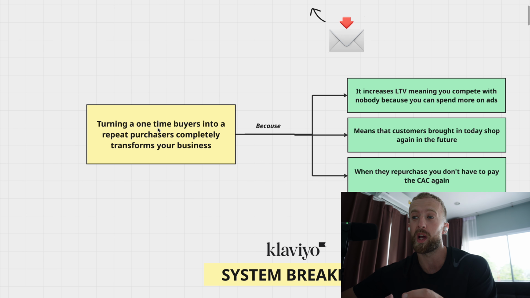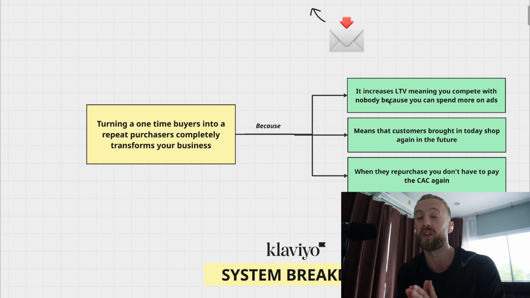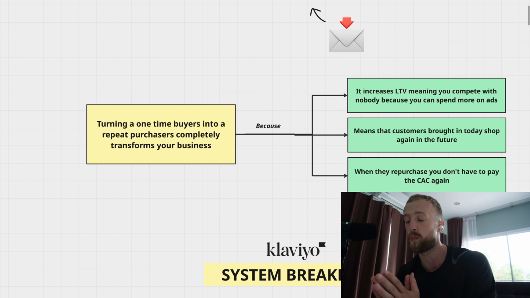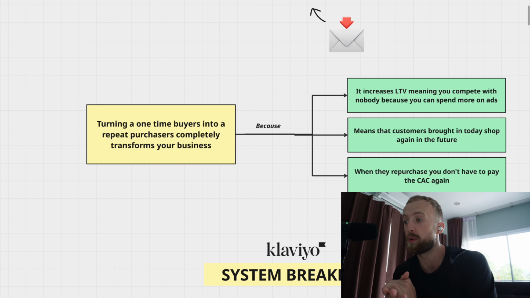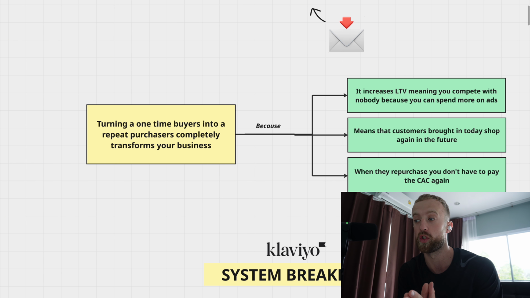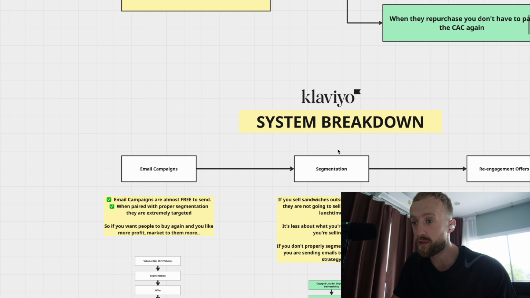So turning a one-time buyer into a repeat purchaser completely transforms your business because it's going to increase the lifetime value. This means that you compete with nobody because you can spend more money on advertising. The businesses that win in e-commerce are the guys who can spend the most amount of money, because the more you can spend on ads, the more that you're not competing with anybody. If that customer is worth more money, you can pay more money to acquire that customer. Also, the customer that bought today is going to shop again in the future and is worth much more money. And when they repurchase, you don't have to pay that customer acquisition cost again, because that's the most expensive part.